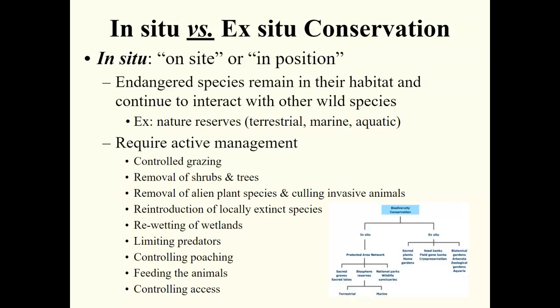Limiting predators. If there are too many predators and that affects the prey and the trophic levels below that, then we may have to go in and control some of that. Controlling poaching. We have laws in place that hopefully will help control poaching, which is illegal hunting. We need the rangers to be out there enforcing these laws as well. Feeding the animals if there's not enough food currently in that ecosystem may be needed. And then limiting the access, choosing who can go in and out, or a certain number of people going in and out, or perhaps it has to be so protected that nobody goes in and out. Controlling access is definitely important.